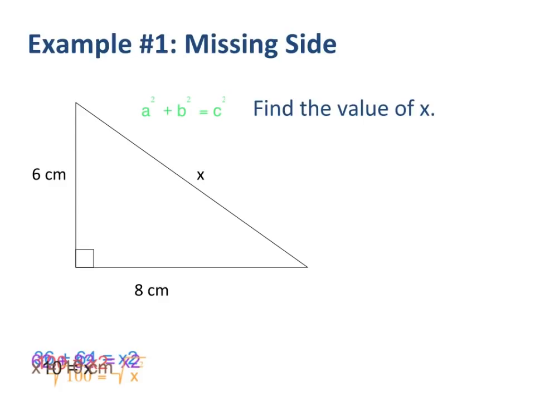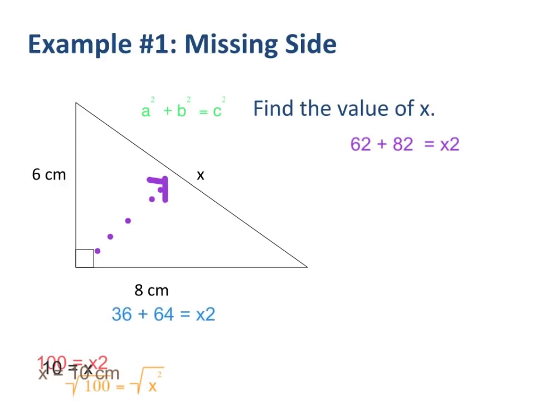Now I need to figure out which side is missing. I see that the side across from the right angle is missing, so I know I'm missing my hypotenuse, or my c. So I'm going to write out my numbers: a and b are going to be 6 and 8. So 6 squared plus 8 squared is going to equal x squared. I'm going to square first because of the order of operations: my exponent comes before my adding. So 36 plus 64 equals x squared. Order of operations again, I'm going to add my 36 and 64. When I do that, I get 100 equals x squared.